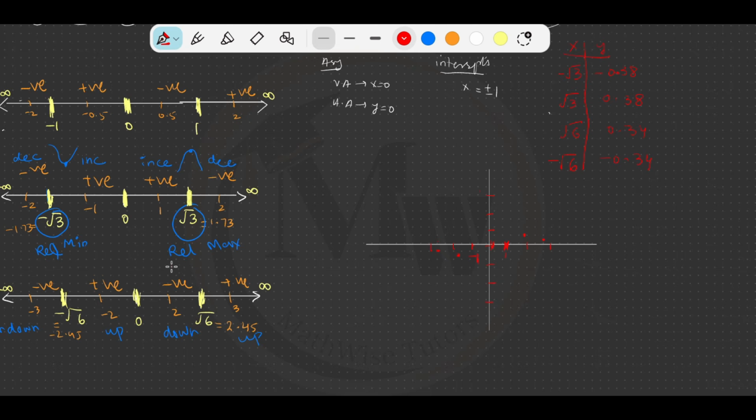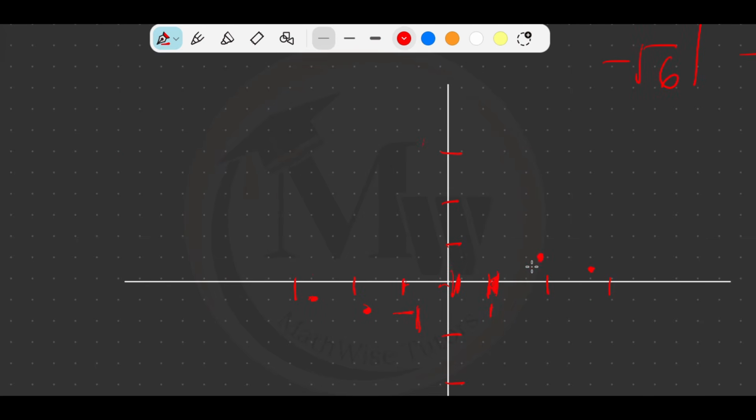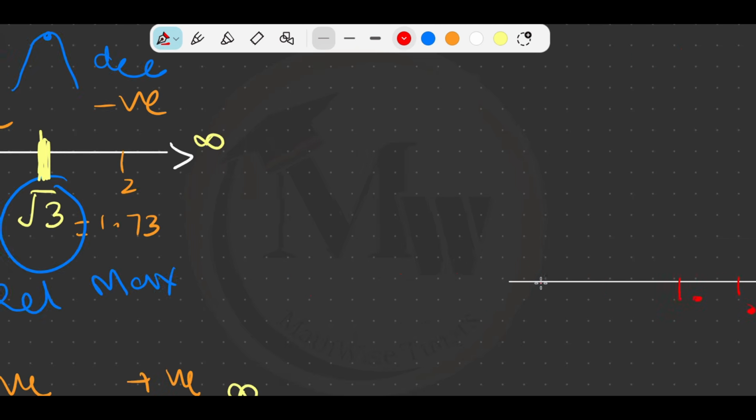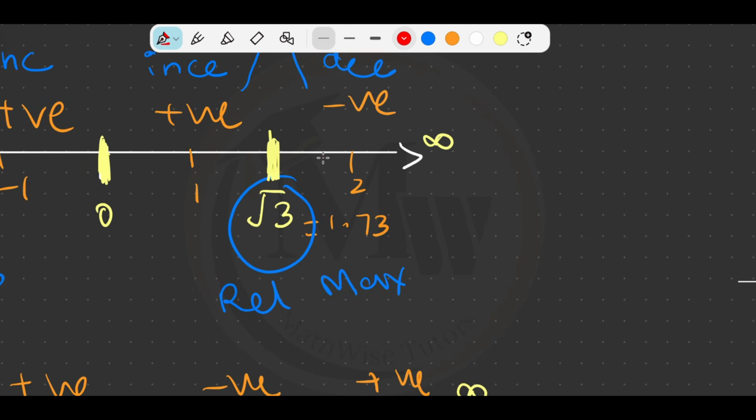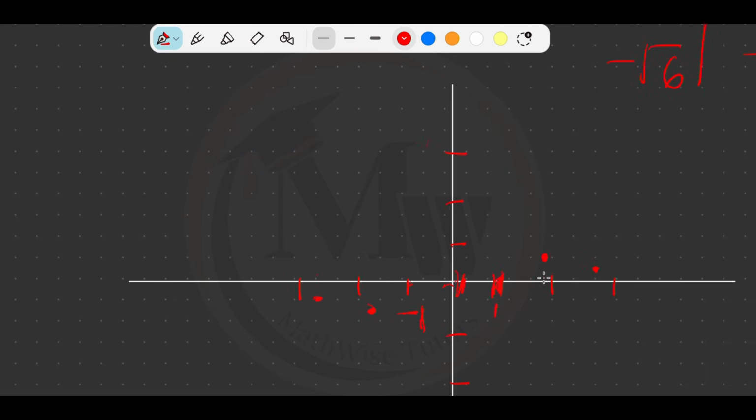Okay, next, let's check concave up and concave down, and also increasing and decreasing. So between 0 to square root of 3, we have marked the square root of 3 point. This is the square root of 3 point. So from 0 to square root of 3 the function is increasing. The interval is increasing. Increasing means going upside, and then after that it is decreasing.